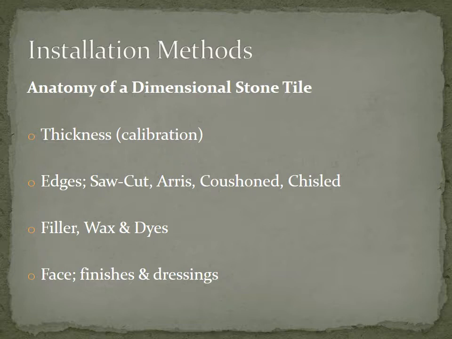Chiseled edge is an edge that's got a chiseled finish, and it's done with hand tools to give a rough, jagged look to the tile, similar to what you see on this PowerPoint presentation here. The background there kind of looks like a slate tile with a chiseled edge.